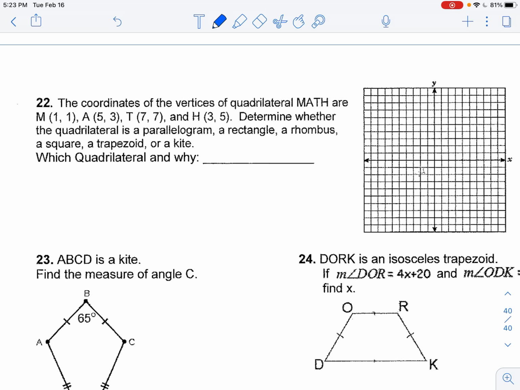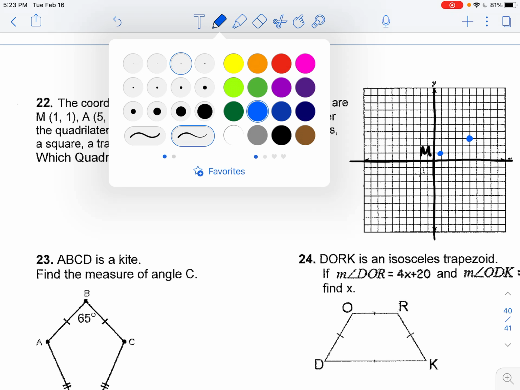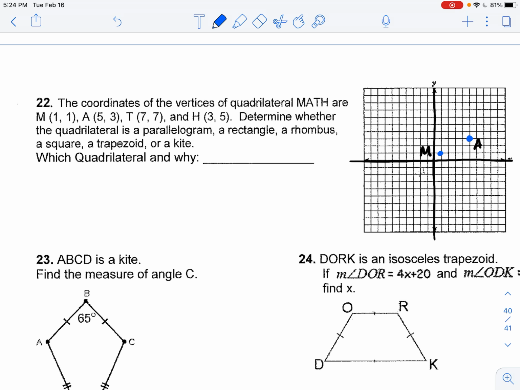In question 22, the coordinates of the vertices of a quadrilateral MATH are 1, 1. So I'm going to go ahead and just start plotting those. And you know what I'm going to do is I'm just going to highlight, this is the y-axis and the x-axis. So if I want to plot 1, 1, you start at the origin, 1 over, 1 up. And that's going to be M. I'm just going to label it M. Okay, 5, 3. 1, 2, 3, 4, 5. 1, 2, 3 is going to be right here, and that's going to be A. T is 7, 7.